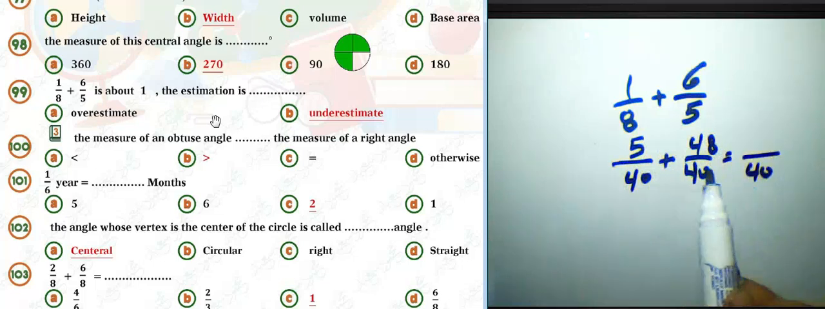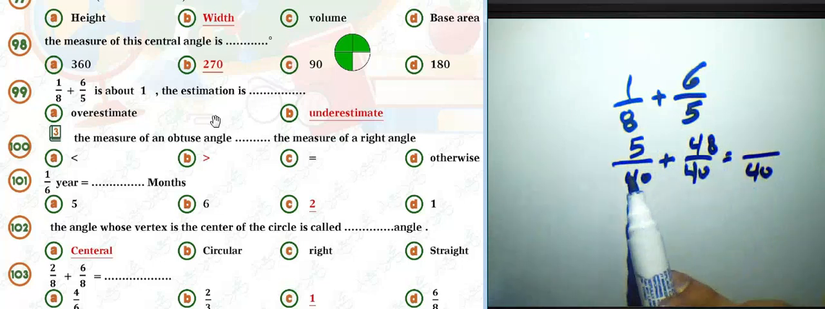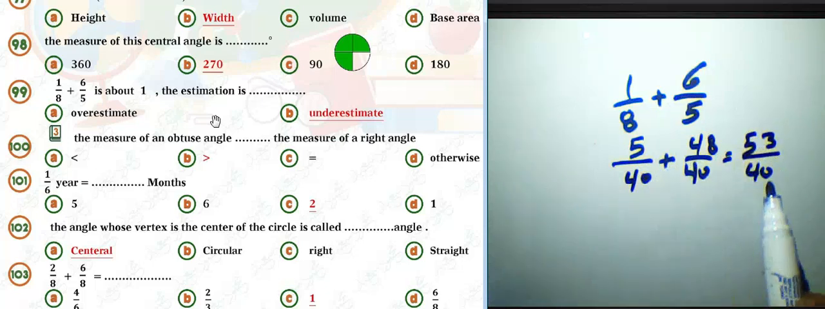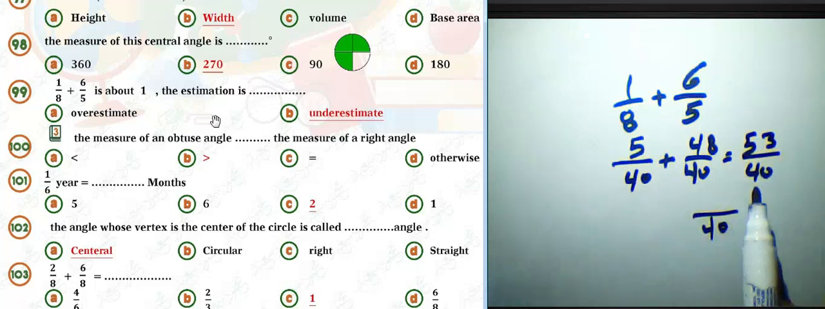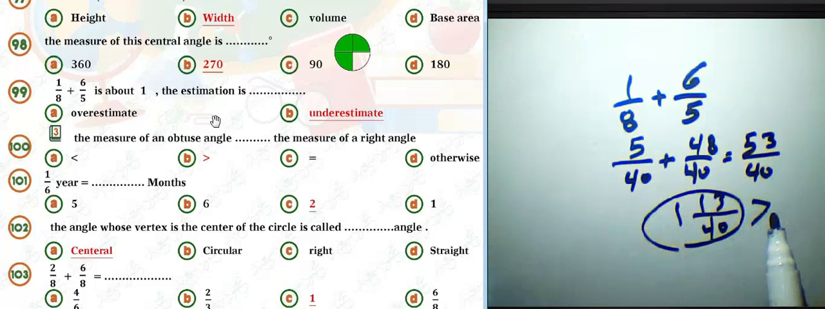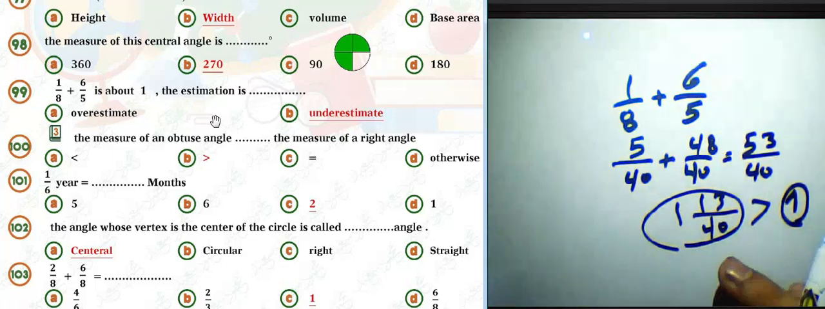We can write 40 in the denominator. 48 plus 5: 8 plus 5 equals 13, write 3 and carry 1. The result will be 53 over 40. We can convert here: 53 divided by 40 equals 1 and the remainder 13. So the actual number is greater than the estimation. So this estimation is an underestimate, because 1 is less than the actual number 1 and 13 over 40.